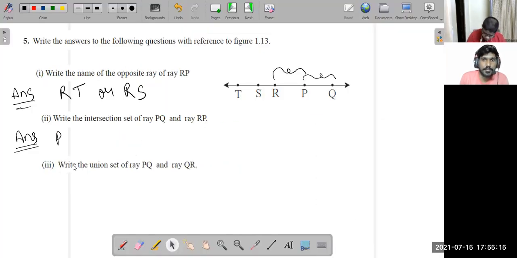Third one, write the union set of ray PQ and ray QR. So this is ray PQ and this is ray QR. Which is the union of both? Union means together. Ray RQ.